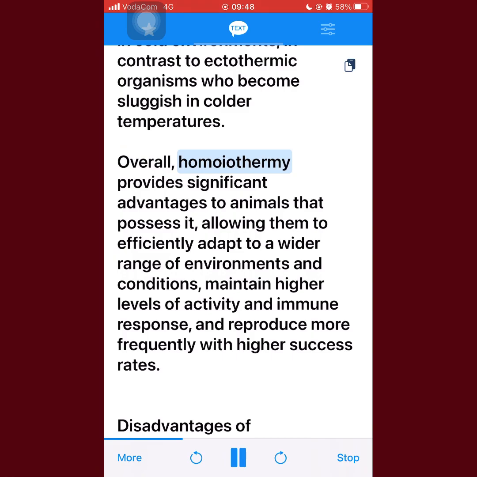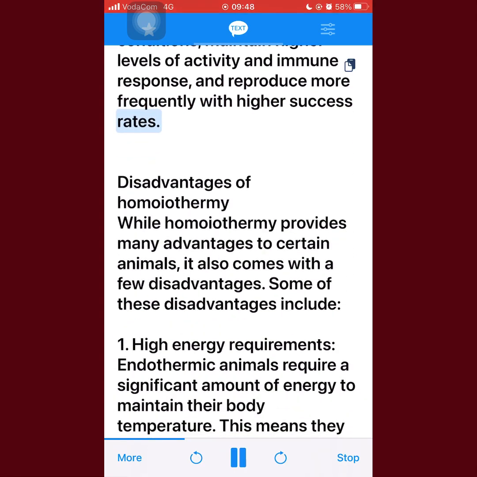Overall, homeothermy provides significant advantages to animals that possess it, allowing them to efficiently adapt to a wider range of environments and conditions, maintain higher levels of activity and immune response, and reproduce more frequently with higher success rates. Disadvantages of homeothermy. While homeothermy provides many advantages to certain animals, it also comes with a few disadvantages. Some of these disadvantages include 1.